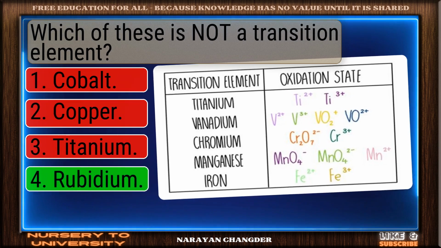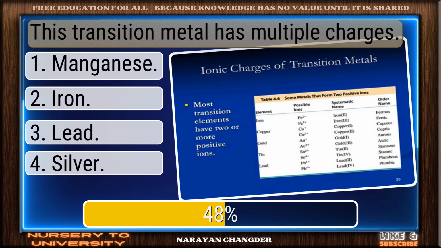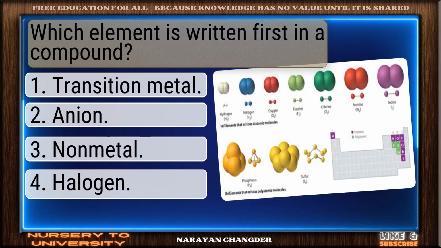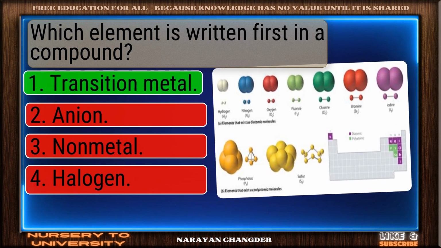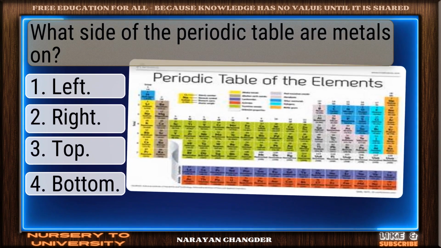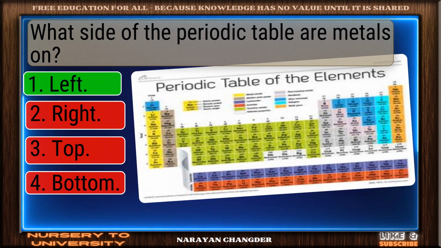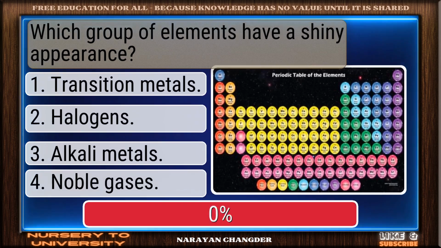Solid response, rubidium. This transition metal has multiple charges. Right choice, manganese. Which element is written first in a compound? Logical choice, transition metal. What side of the periodic table are metals on? Yes, left is right.